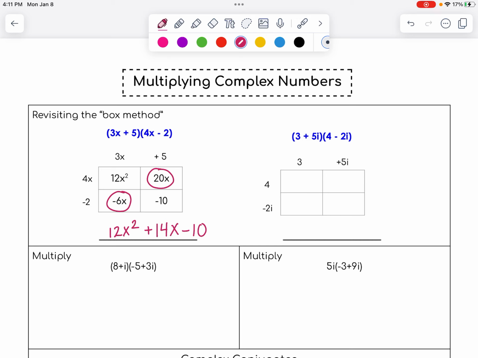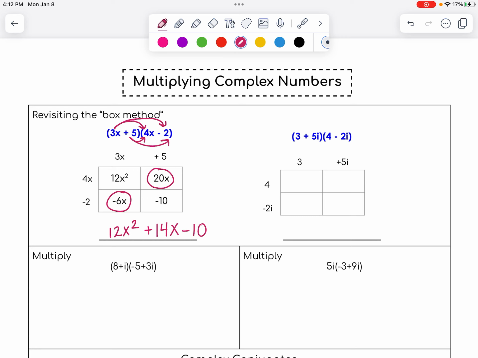Now, another method that we've used is the distribution. Sometimes it's called rainbows. Sometimes you call it the FOIL method. And it's basically the same as the box, except we use these little hills and valleys, or whatever you want to call them, the arrows, to guide what we need to multiply next. In both methods, you should get the same answer. So now we're going to apply this to complex numbers.